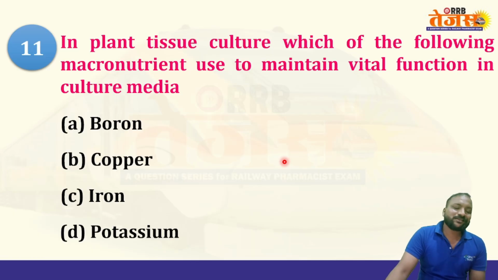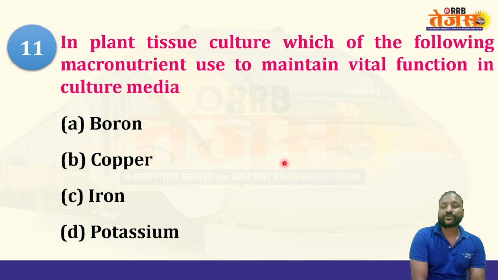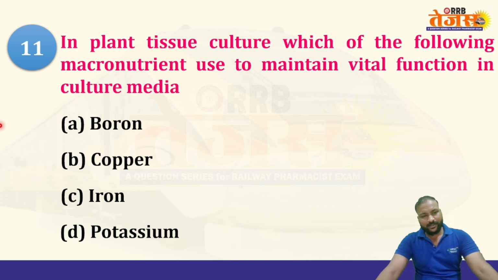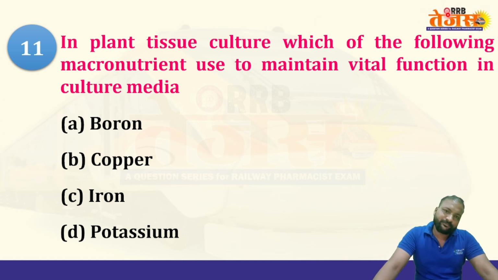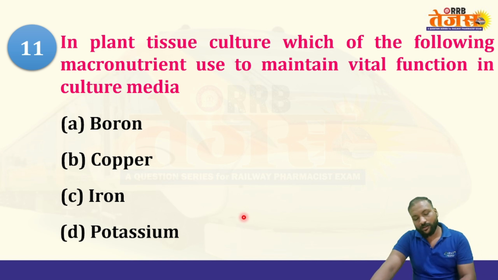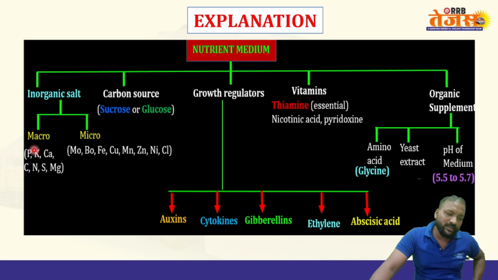Next, 11th question in this series: in plant tissue culture, which of the following macronutrients is used to maintain a vital function in the culture media? In the plant tissue culture media requirements, there are macro and micronutrients. But in the macro, what are the macronutrients used to maintain the vital function in culture media? Either boron or copper or iron or potassium. So what is a macronutrient here? Potassium is a macronutrient. So you can see here, macronutrient.